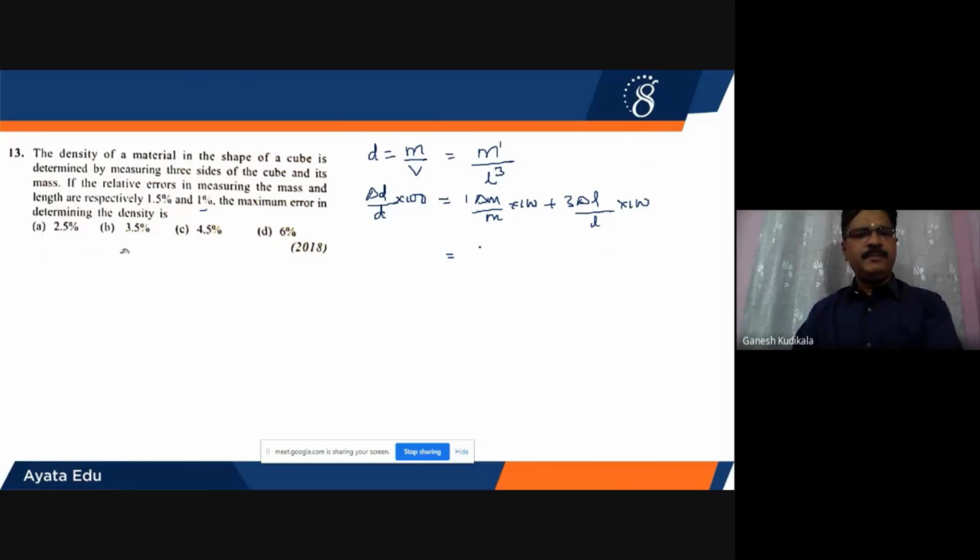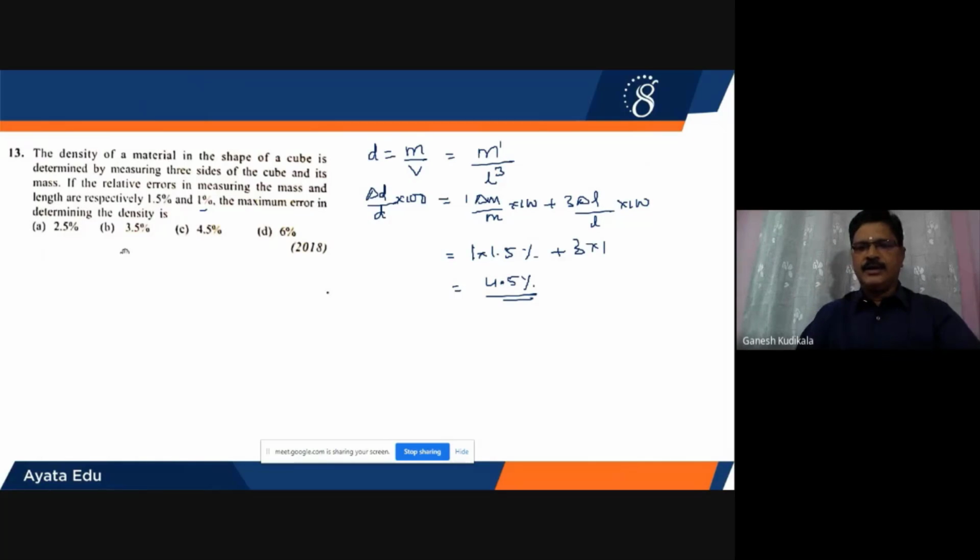Delta M by M is 1.5%, plus 3 into 1%. 3 plus 1.5 becomes 4.5%. So the percentage of relative error in the case of density is equal to 4.5%. That is your third option.